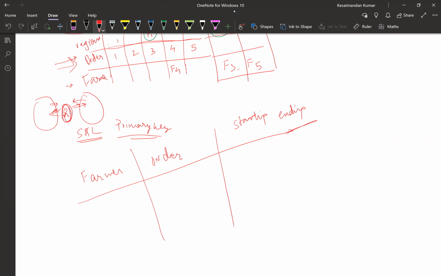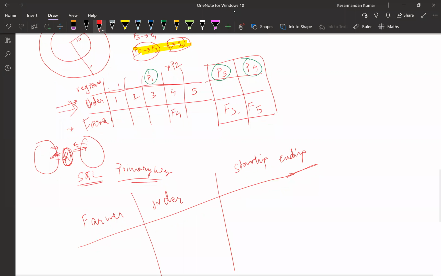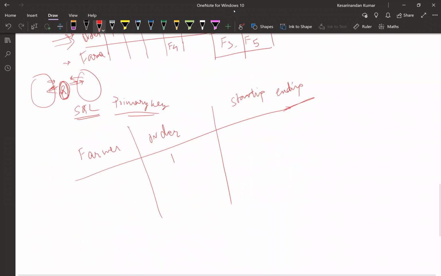Okay, and where did we have the order? Let's have the order 1, 2, 3, 4, 5. We had 5 orders, or we will have 4 ones, not 5, because moving from one phase to another phase will be there. Let's keep 5 according to the situation. All right.